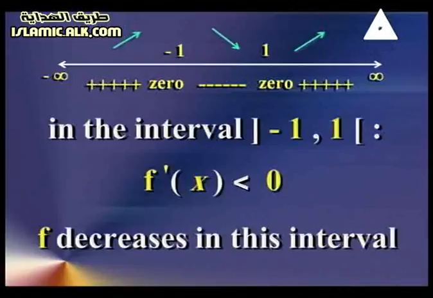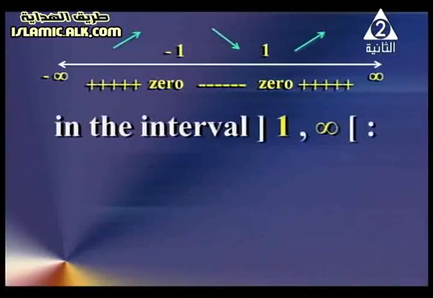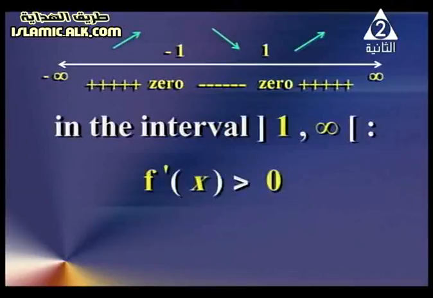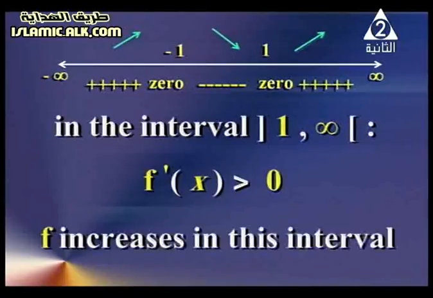After that, the third interval from 1 to infinity. In this interval, take any x belonging to the open interval 1 to infinity. We find f dash x more than 0. What does this mean? The function increases in this interval. By the same method, we have three cases. The first case, from negative infinity to negative 1, the function increases. Why? Because f dash x is more than 0.